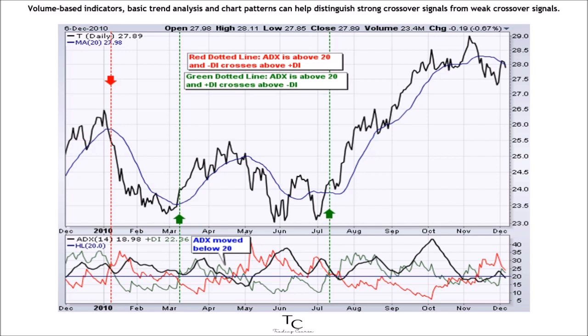Volume-based indicators, basic trend analysis and chart patterns can help distinguish strong crossover signals from weak crossover signals. For example, chartists can focus on plus DI buy signals when the bigger trend is up and minus DI sell signals when the bigger trend is down.